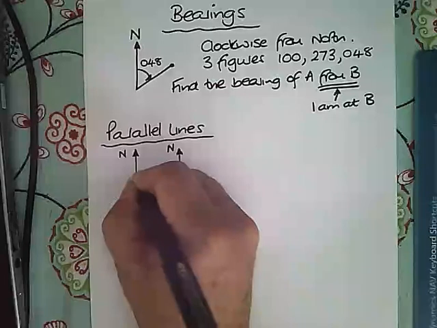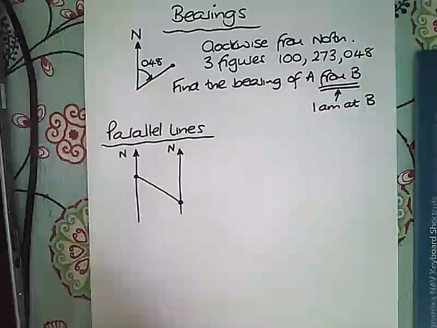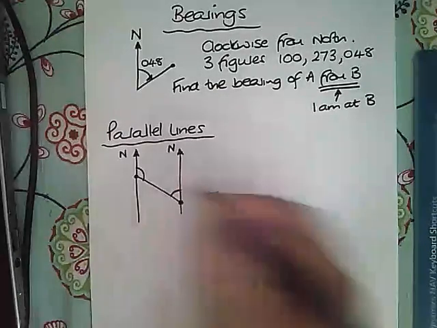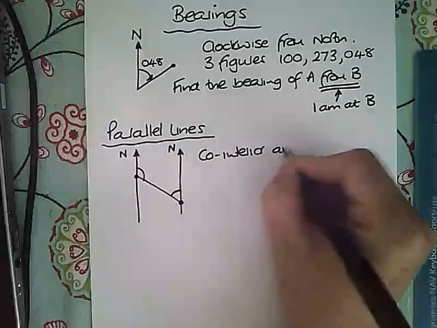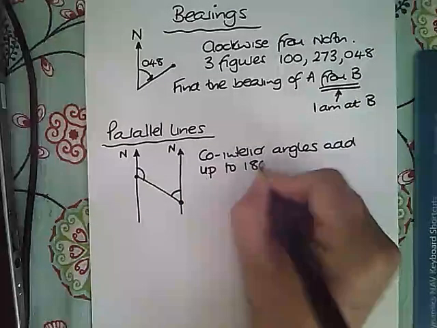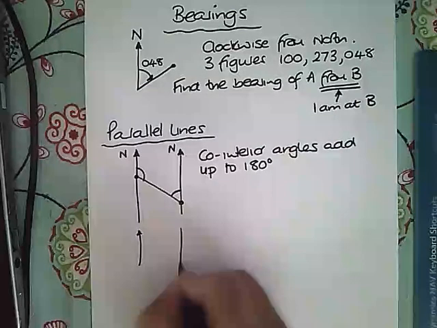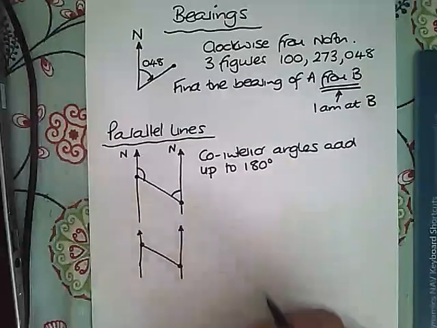And if we have a transversal going across the two parallel lines, then we need to remind ourselves about the properties of transversals, lines cutting across parallel lines. So first of all, we're going to look at these two angles. They're called co-interior angles. And they add up to 180 degrees. So we can use that piece of information if we're trying to find out a missing bearing. We could also use this piece of information if we've got another set of parallel lines here, that alternate angles are equal.